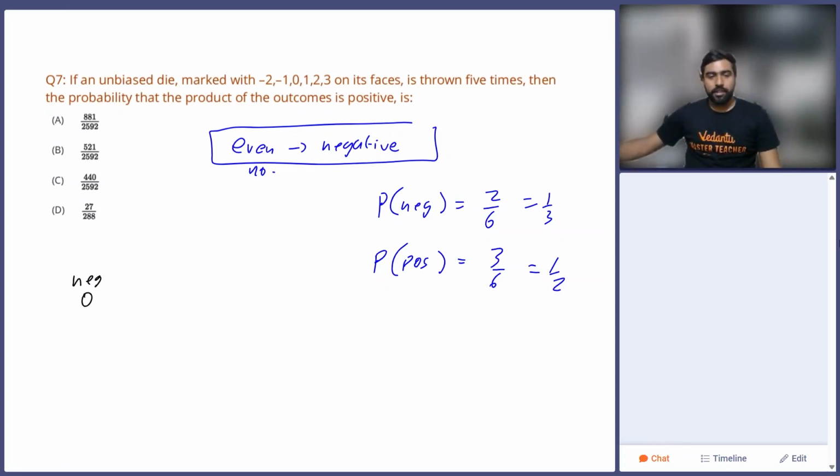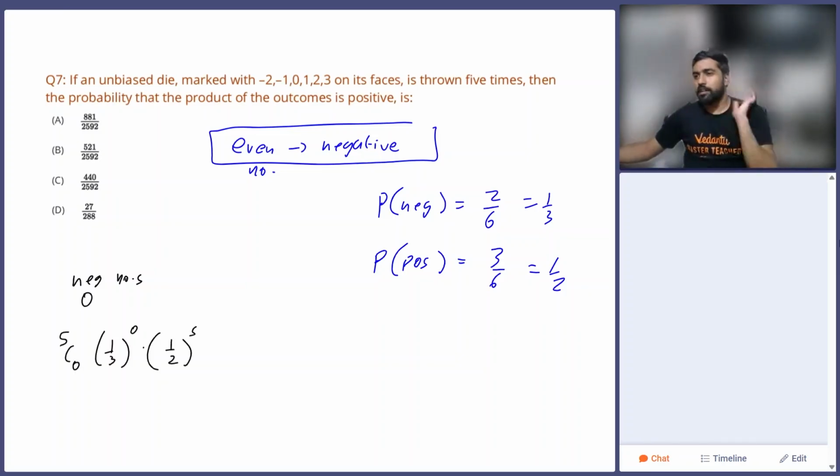So I can have 0 negative numbers, which means the negative number part is 1 by 3 power 0, and all of the numbers have to be positive. So 1 by 2 power 5, all of the 5 throws. And I'm selecting how many negative? Zero, because I can also rearrange, right? So 5C0, 1 by 3 power 0, 1 by 2 power 5.